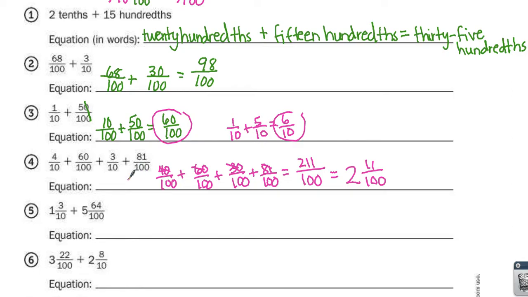Next, I have 1 and 3 tenths plus 5 and 64 hundredths. So for this, we actually haven't learned how to add and subtract mixed numbers yet, but this one's pretty easy. So I'll keep my whole number 1. The 3 tenths will become 30 hundredths. Plus, keep my whole number 5 and the 64 hundredths. Now, all I'm going to do is add the whole numbers. 5 and 1 make 6. Then add my fractions. 30 plus 64 is 94 hundredths. 6 and 94 hundredths.